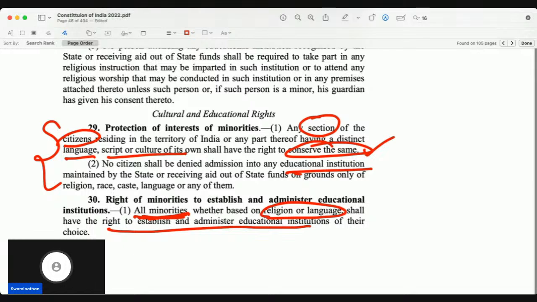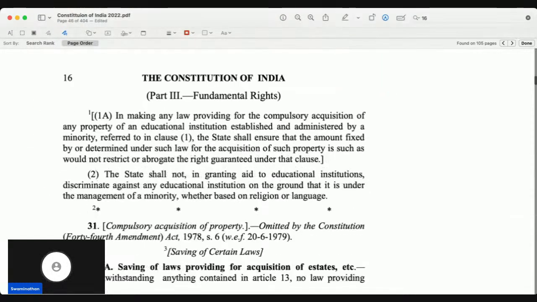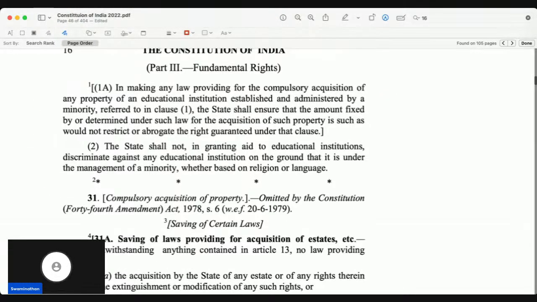And the normal rules of reservations, which are there under Articles 15 and 16: if you go back and read Article 15, subclause 4, you will find that an exception has been created for minority educational institutions. It says these rules of reservations will not apply to those institutions which are established under Article 30. Right? So these are the five categories of fundamental rights.